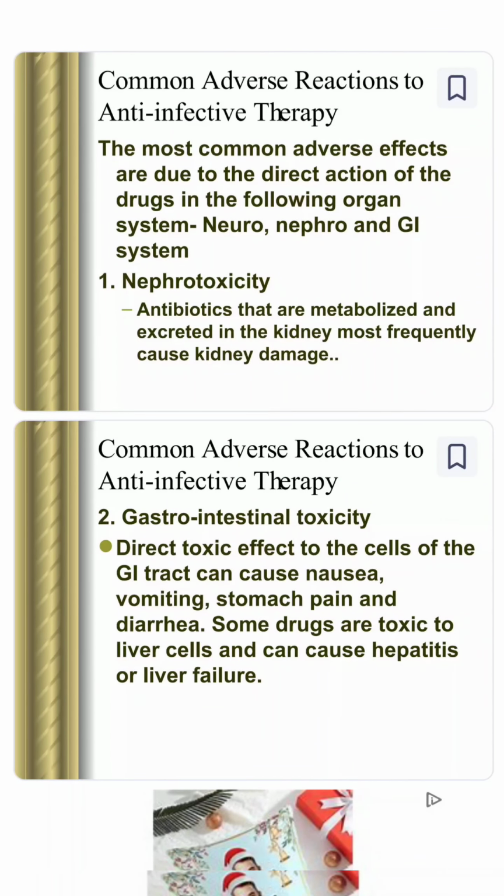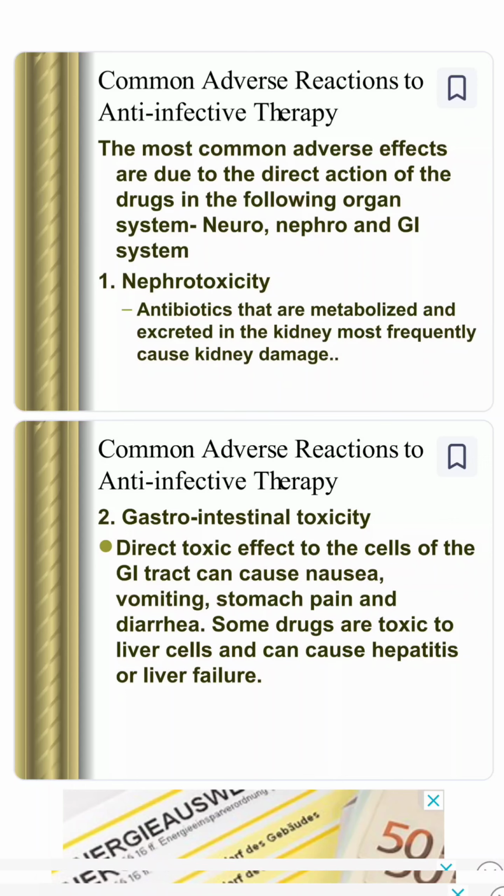Common adverse reactions to anti-infective therapy. The most common adverse effects are due to the direct action of the drugs in the following organ systems: neuro, nephro and GI system. First, nephrotoxicity. Antibiotics that are metabolized and excreted in the kidney most frequently cause kidney damage. Second, the most common adverse reaction to anti-infective therapy is gastrointestinal toxicity, a direct toxic effect on the cells of the GI tract, causing nausea, vomiting, stomach pain and diarrhea.